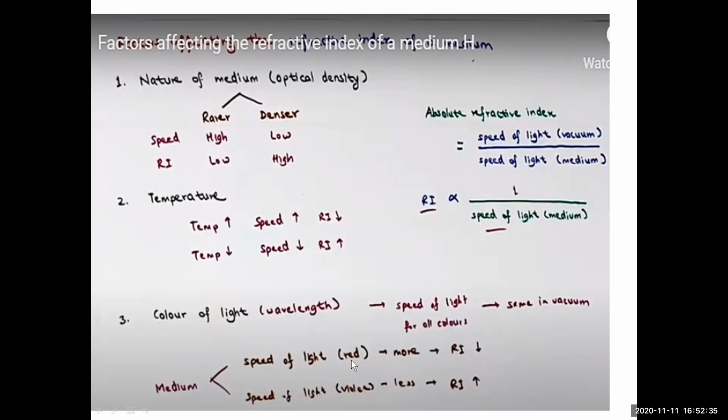Right, for the seven colors we have seen the speed. The speed of light in vacuum is the same, but in the medium, for red it is more and for violet it is less. Therefore, it is reversed for the refractive indices.